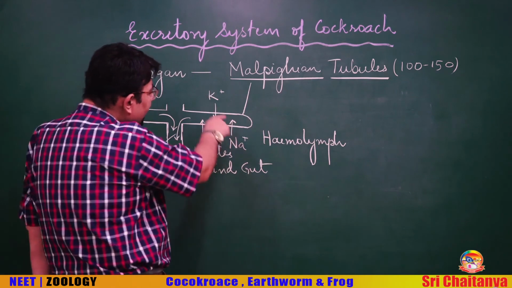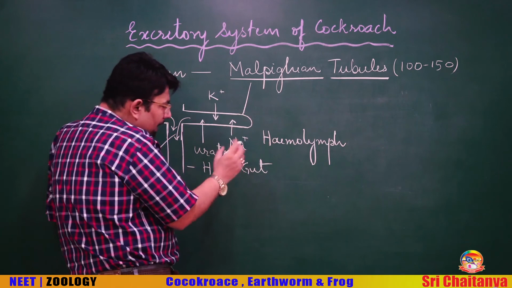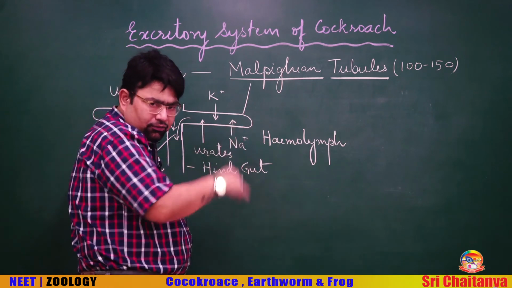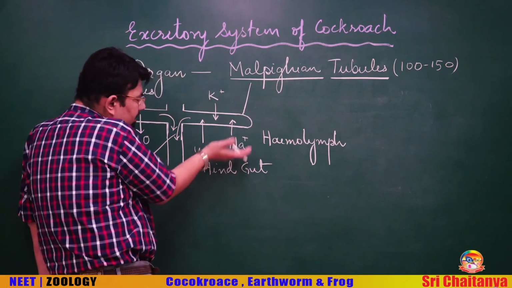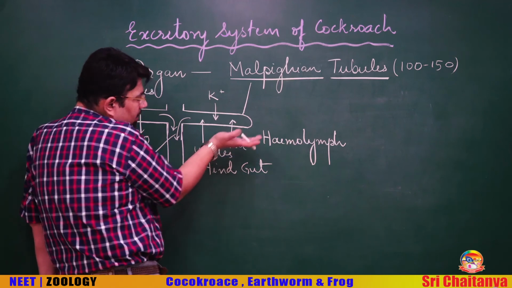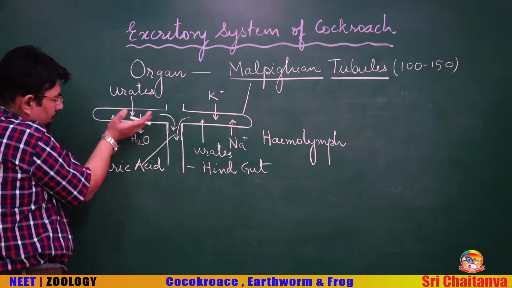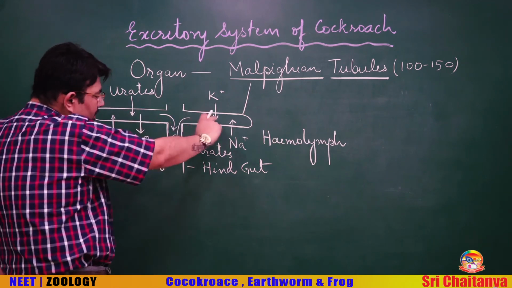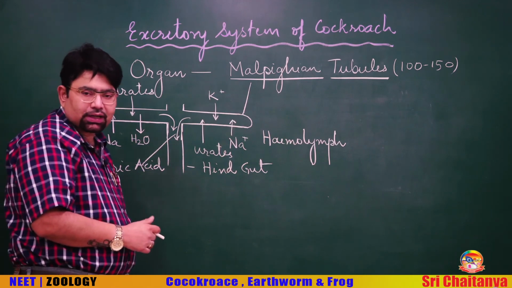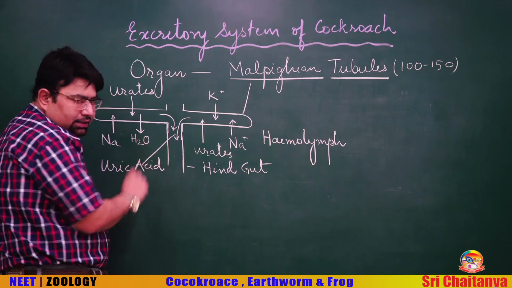Actually, these are blind tubules immersed in the hemolymph, and they collect the nitrogenous waste and all other extra solutes from the hemolymph, like urates, sodium, potassium. Then these tubules convert the nitrogenous waste into uric acid, and this uric acid is then poured into the hindgut.